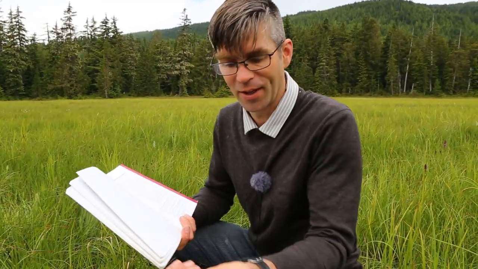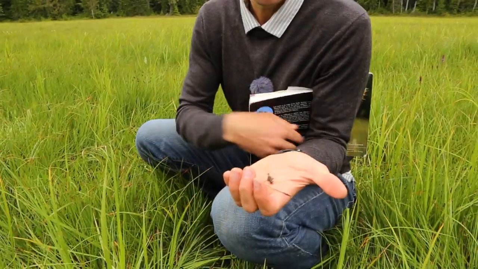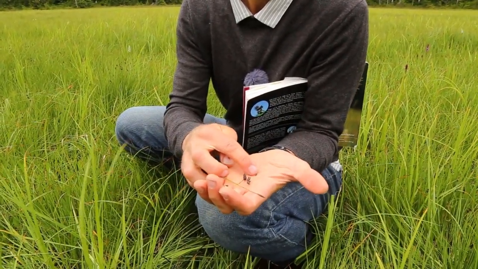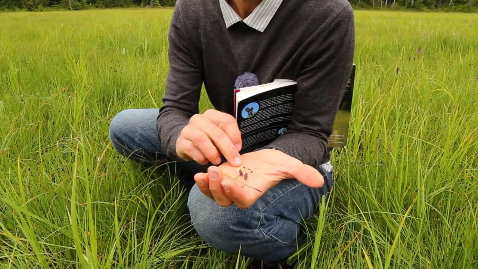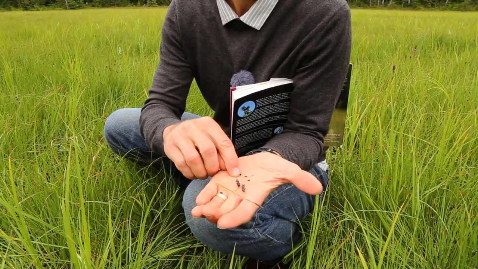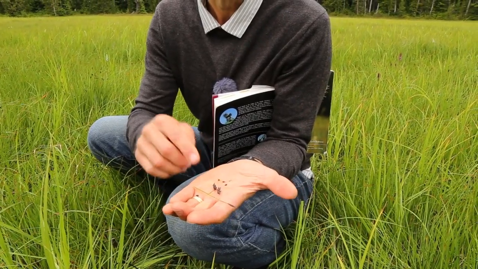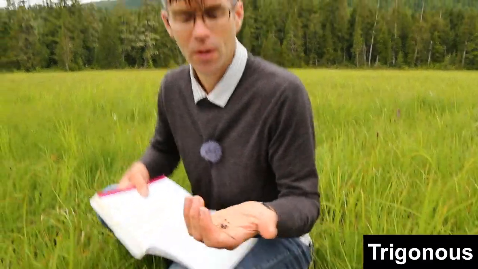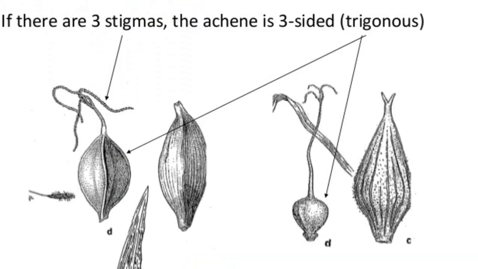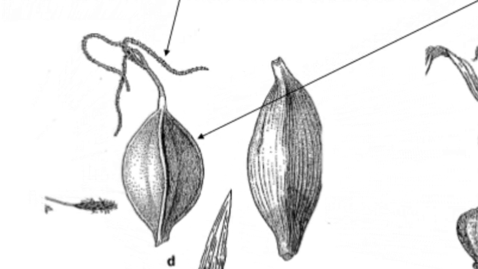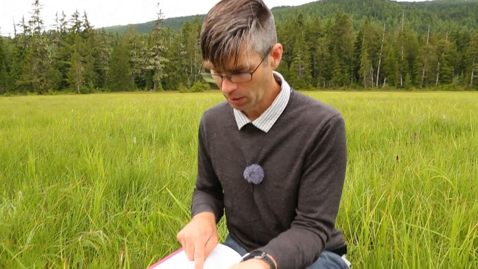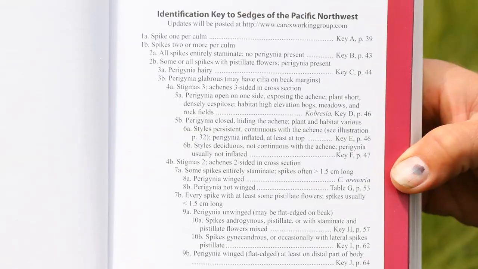All right, so they roll around in the hand pretty well, but I took some time and pulled the perigenium off the achene, and we could see that the achene is indeed 3-sided, or trigonous, they might say. So all achenes that are trigonous or 3-sided also have 3 stigmas, which it mentioned in the key. Stigmas 3, achenes 3-sided in cross-section. So we can go and compare 5A to 5B.